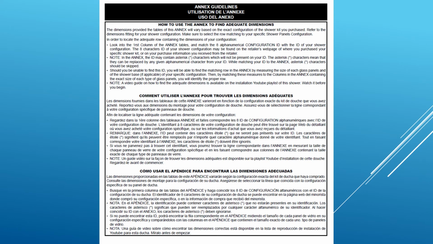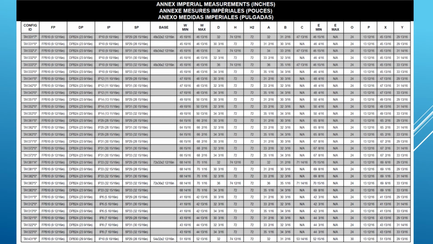Take notice of the Annex Guideline page, which explains how to use and read the annexes. Also note that the annex measurements are listed in inches and then repeated in millimeters. The key is now to find the row that matches your precise shower configuration kit. To do so, you may use the configuration ID on the first column of the annex.